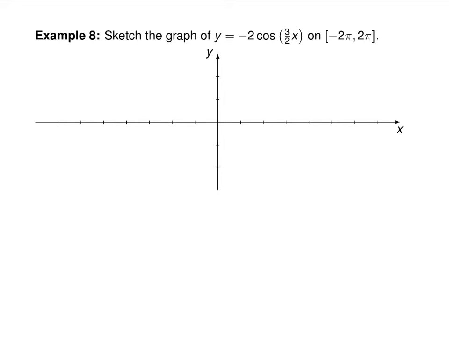-2 cosine of 3 over 2x. I gave you more grid lines here because it'll help us do it evenly. So first, what is the amplitude here? To find the period, you set 3 over 2x equal to 2 pi. So 3x will equal 4 pi, right? And x would equal 4 pi thirds. What to do with that?